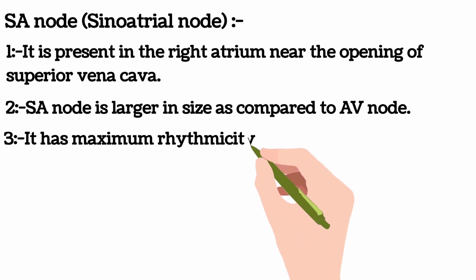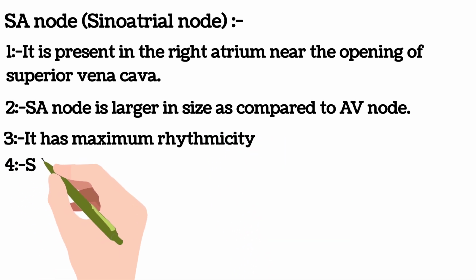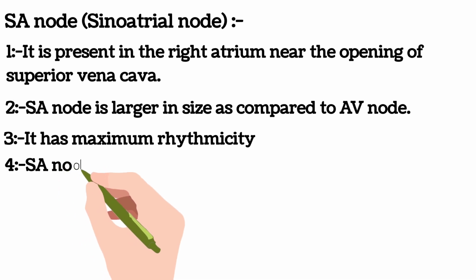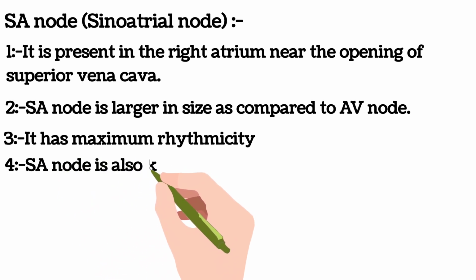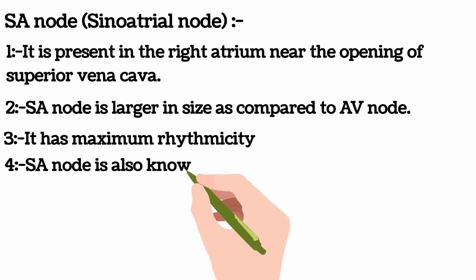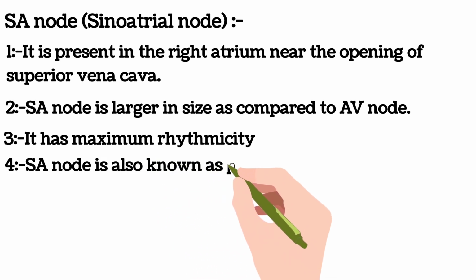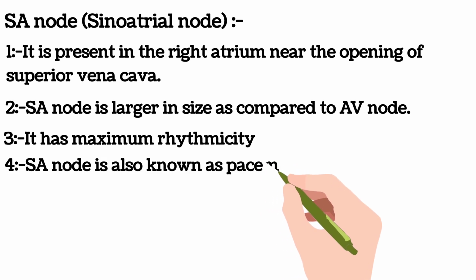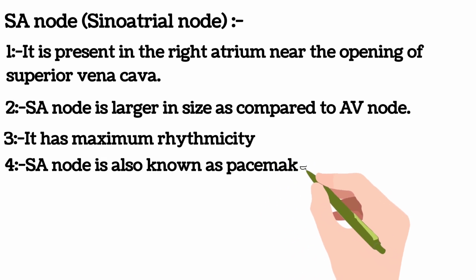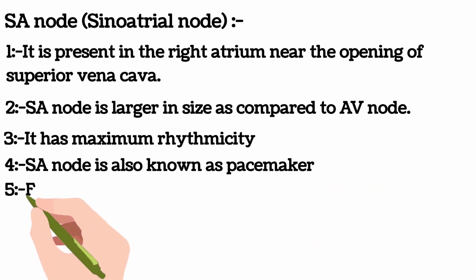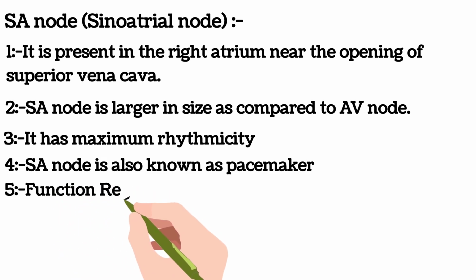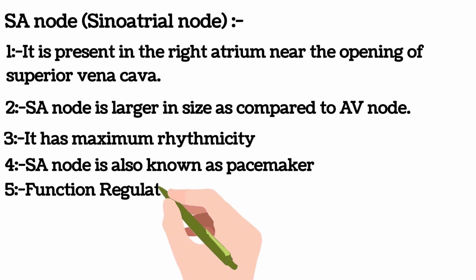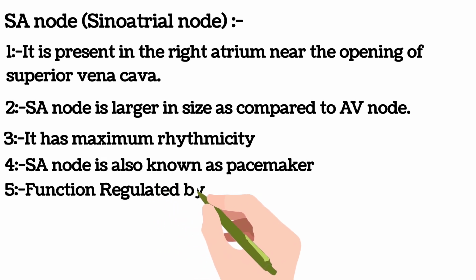What does it mean, students? Rhythmicity is the ability of the heart to beat regularly. The sinoatrial node is also called the pacemaker of the heart, and the function of the sinoatrial node is regulated by the cardiac center.